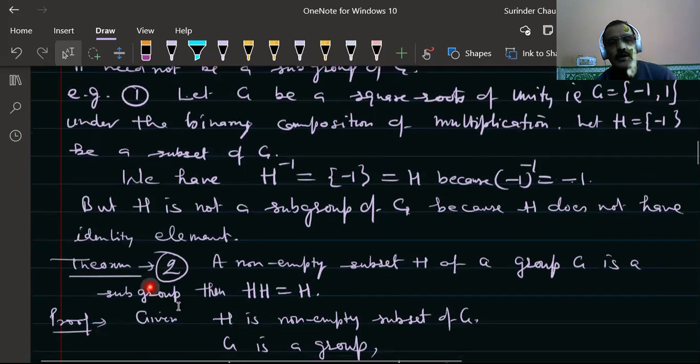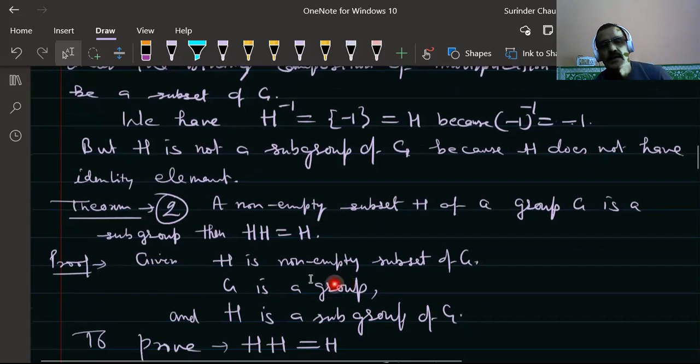The next theorem: a non-empty subset H of a group G is a subgroup of G if and only if H into H is equal to H. Then, if a non-empty subset H of a group G is a subgroup of G, then H into H is equal to H. Given H is a non-empty subset of G, and H is a subgroup of G.